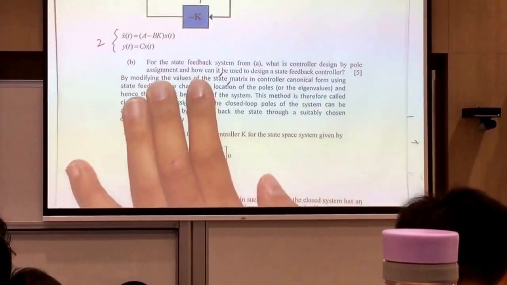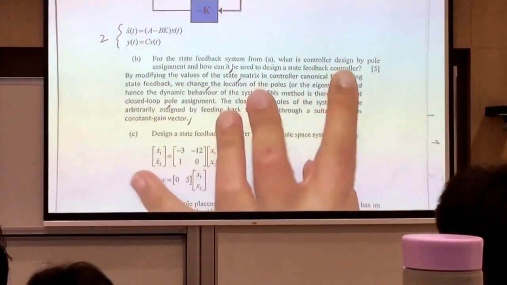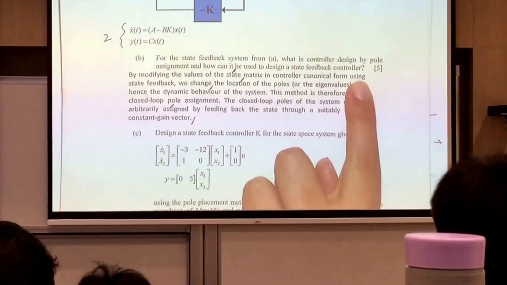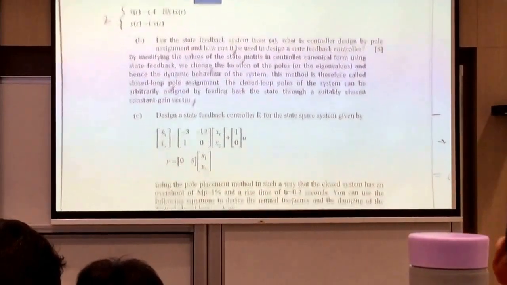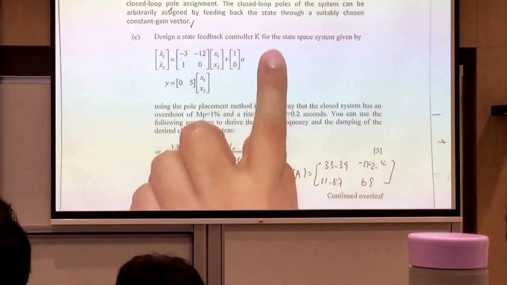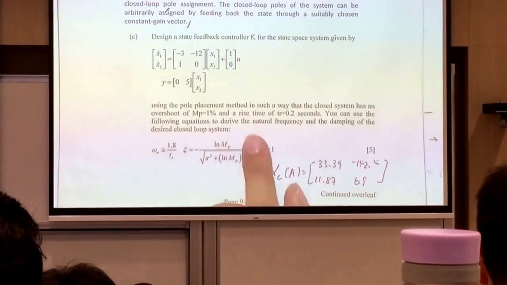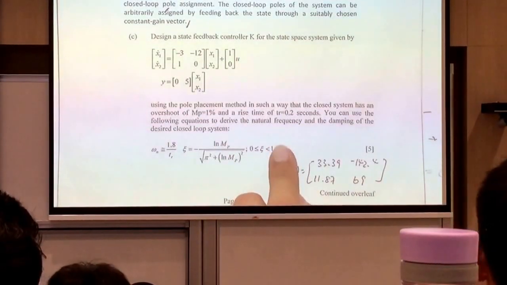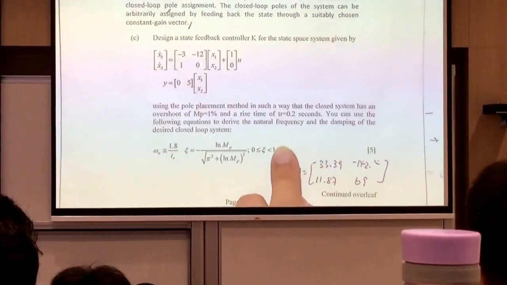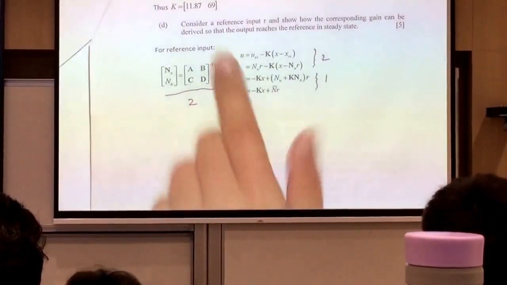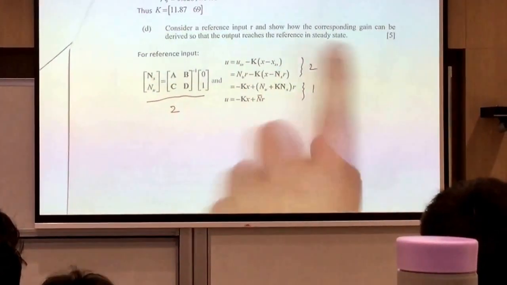We can also ask you, for the state feedback system, what's the controller designed by pole assignment, and how can we use it to describe the state feedback controller? This is the tutorial. Design a state feedback controller K for this state space using pole placement so that it gets the required overshoot. So this is what we're going to cover today: how to do pole placement for state space. We're also going to cover the reference input and how the state can be divided. This would be a typical state space question for the exam.